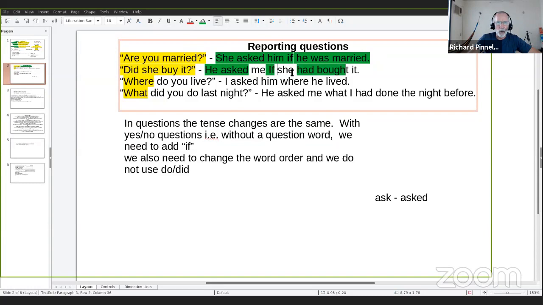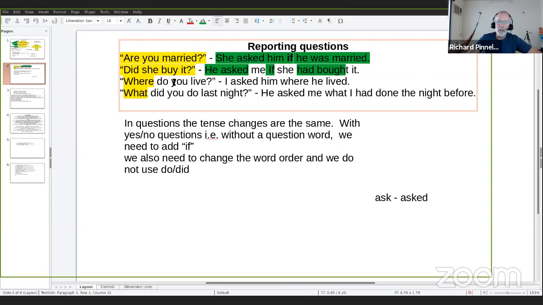That's the same, but we do need to change the word order. Here we are not using the did, because we don't use the question form. So it's, he asked me if she had bought it. Now, the other two questions are not yes or no questions, so they don't have the if.